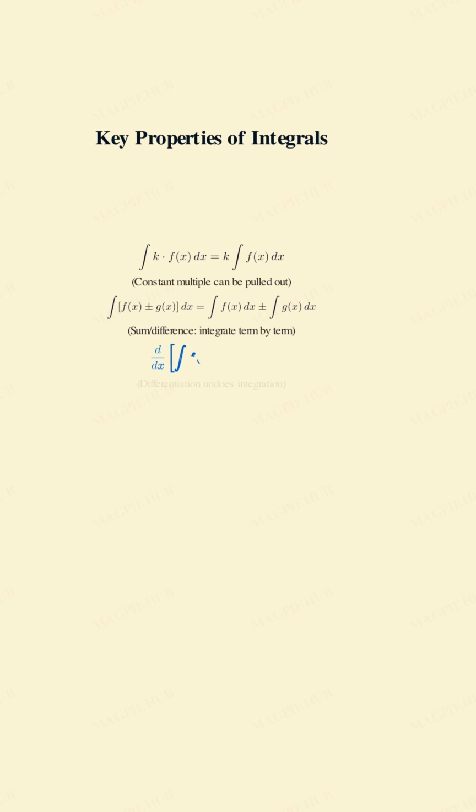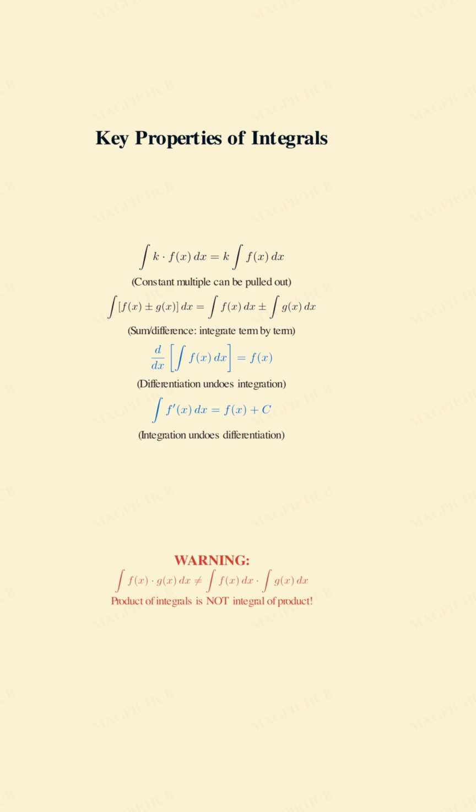Key properties of indefinite integrals. First, a constant multiple can be pulled outside the integral. Second, the integral of a sum or difference equals the sum or difference of individual integrals. Integrate term by term. Third, differentiation undoes integration: d by dx of the integral of f of x dx equals f of x. Fourth, integration undoes differentiation: the integral of f prime of x dx equals f of x plus c. These two properties confirm that integration and differentiation are inverse operations.